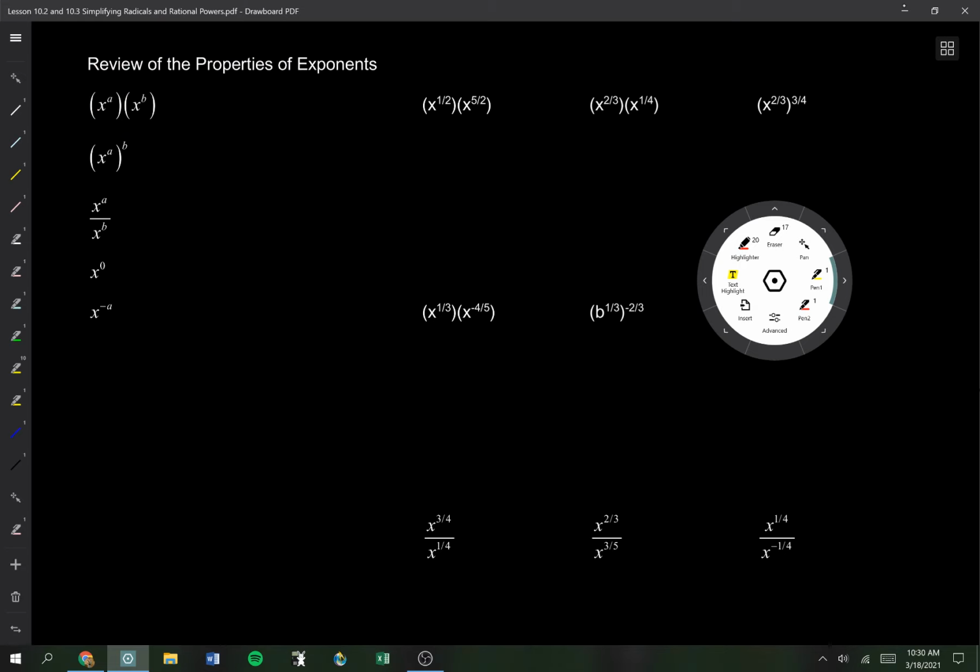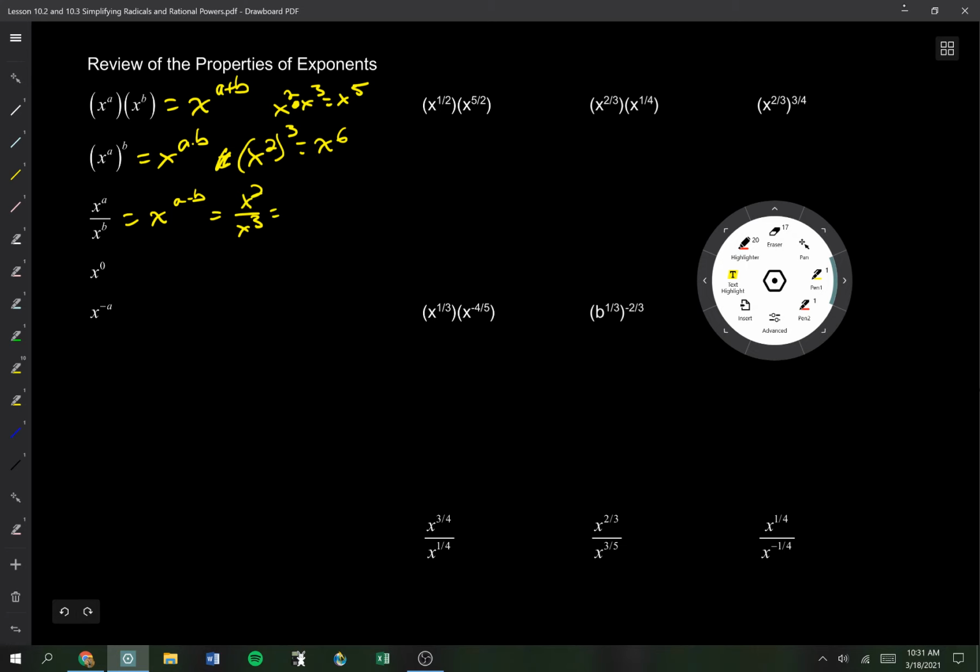Let's review the properties of exponents real quick. If you have x to the a times x to the b, the powers add. So for example, if I had x squared times x to the third, that would become x to the fifth. If I have x to the a to the b, the powers multiply, a times b. So if I had x squared to the third, that becomes x to the sixth. X to the a over x to the b, the powers subtract. So x to the second divided by x to the third would become x to the 2 minus 3, which is x to the negative 1. Anything to the 0 power is 1. Don't forget that. Super useful.